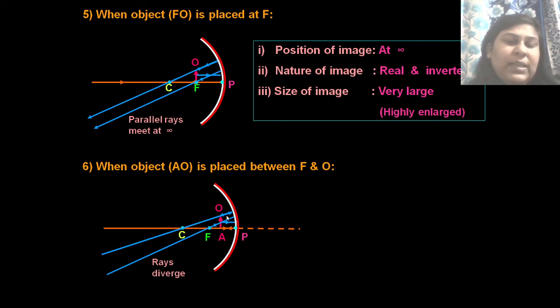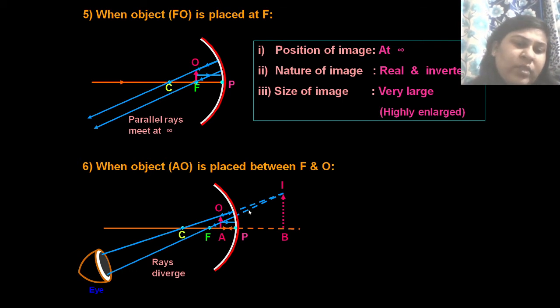Parallel to the principal axis, and the second ray we are taking through the center of curvature. These rays are not going to meet each other in a forward direction, so we just draw them in the backward direction. Here I make an eye so that you can see the observer can see that these rays are coming through this point. That's why the image is forming here, and this image is virtual and erect.